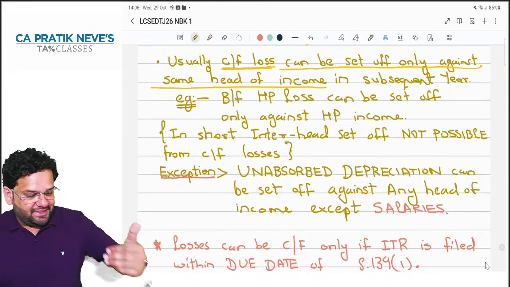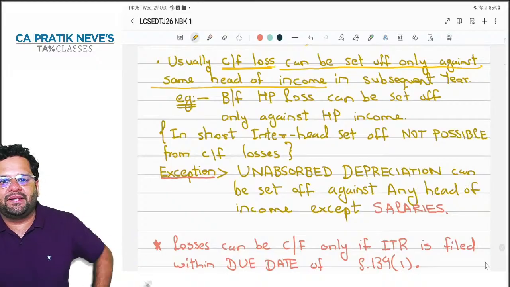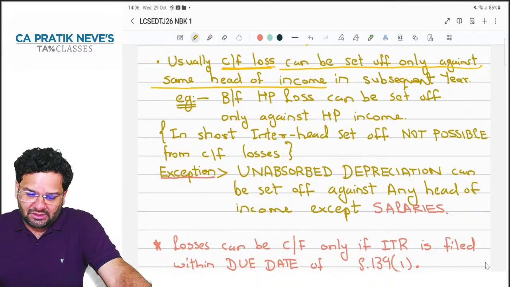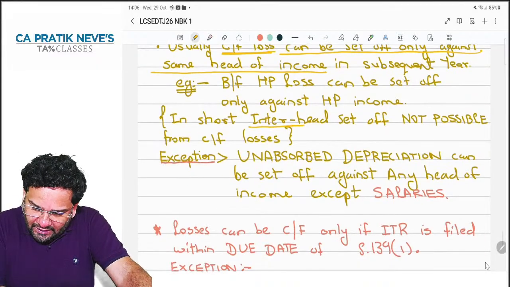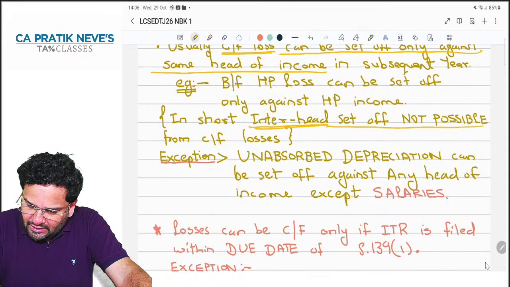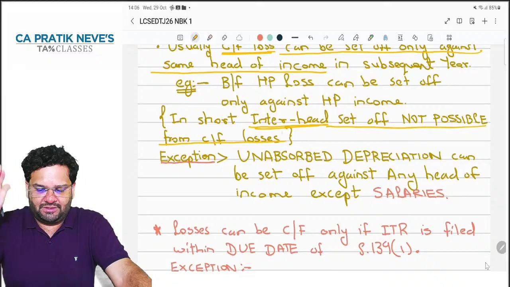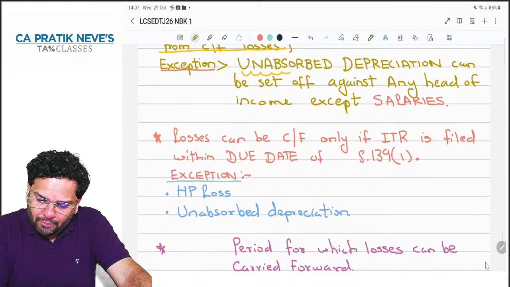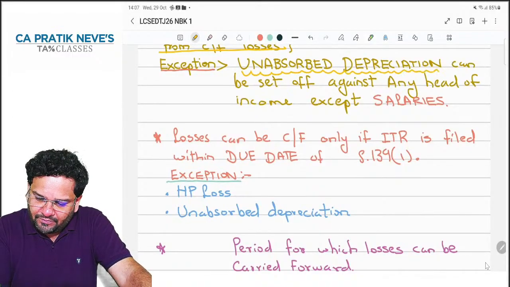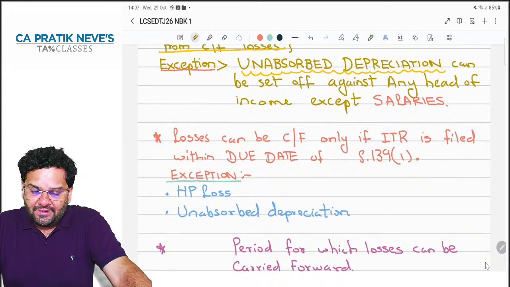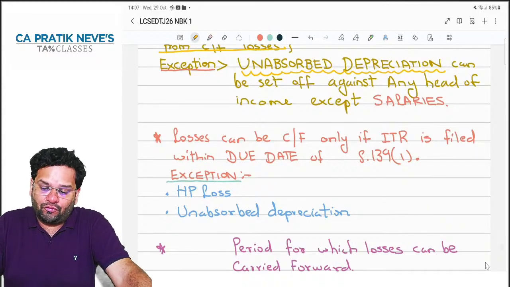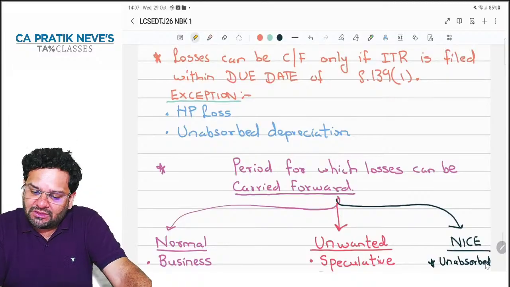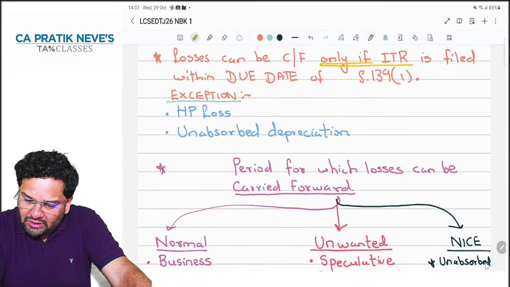Getting this year's business loss, if we are carry forwarding, next year it can be set off only against business income. In short, what I'm telling you is interhead set off is not possible of the carried forward losses. Clear? Exception is unabsorbed depreciation. That unabsorbed depreciation can be set off against any head of income in future. Of course, except salaries.